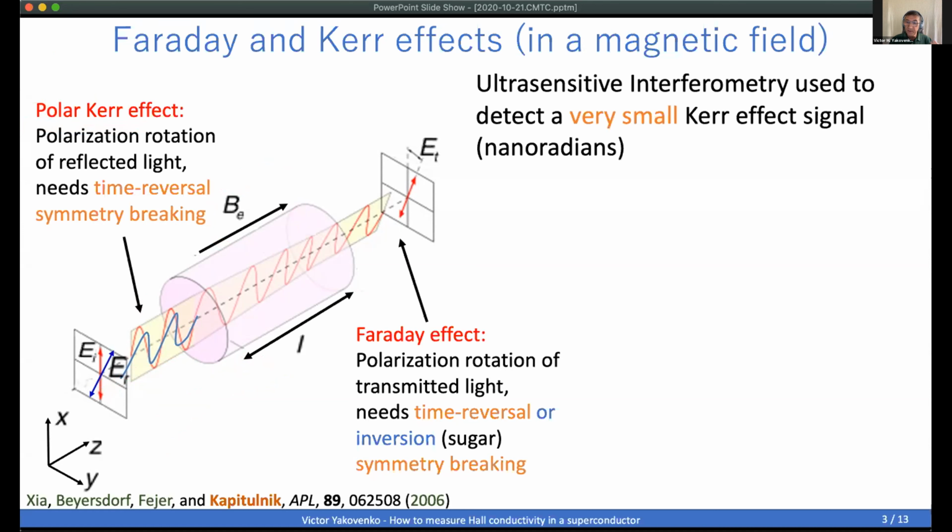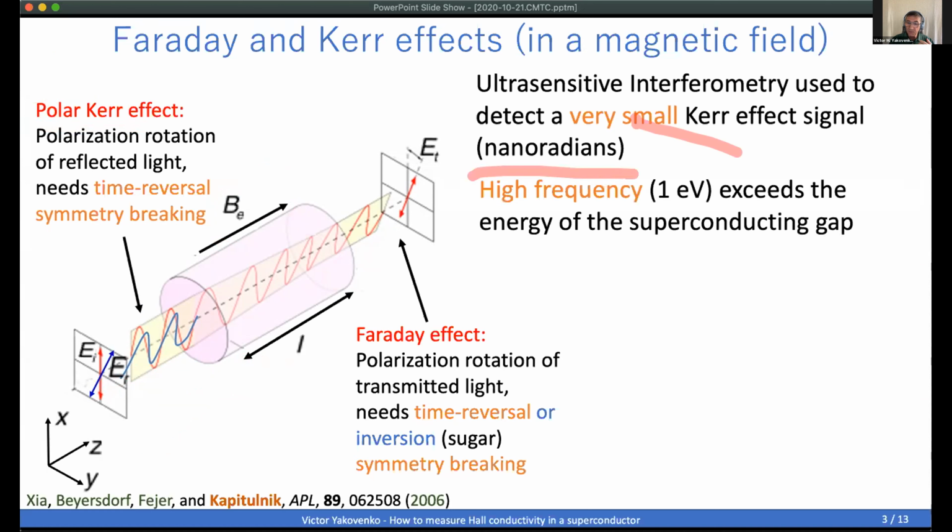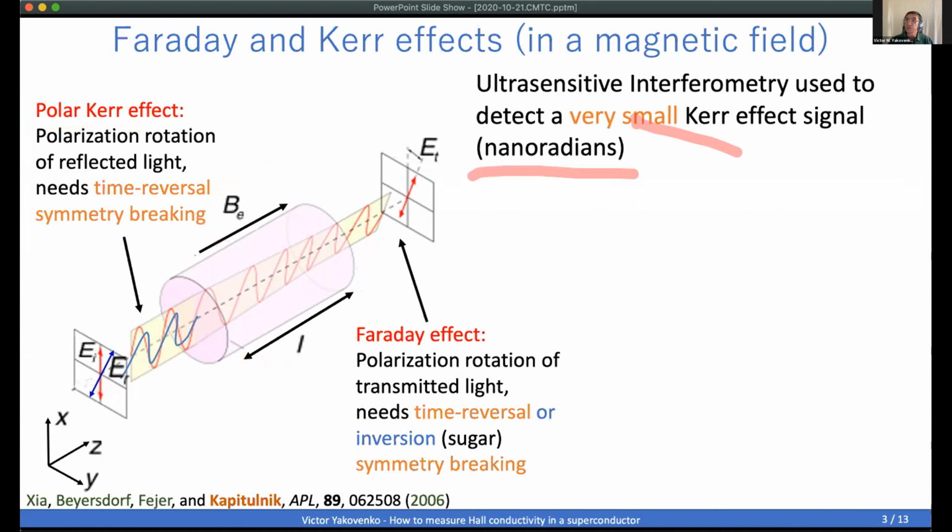And that was implemented by the group of Kapitulnik. The problem is the effect is very, very small. It is in nanoradians. So you cannot just measure it by angle. They came up with a very complicated scheme, which I'll show on the next slide. It's interferometry. It's a kind of interferometer that has the capability of measuring this kind of accuracy of nanoradians.